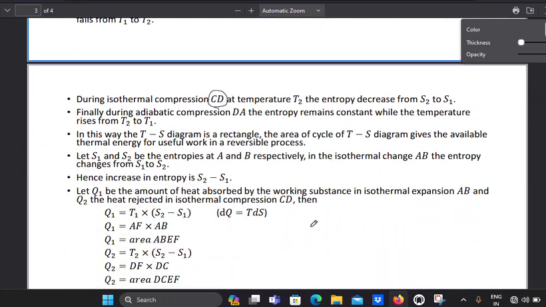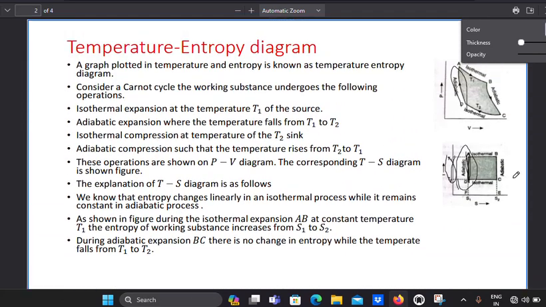And next, we have to calculate how the area depends upon the TS diagram, and how it is converted into work. In this way, the TS diagram is a rectangle. The area of the cycle on the TS diagram gives the available thermal energy for useful work in a reversible process. Just now I told you its area gives us how much available energy there will be. As the area is more, the available energy is also more, and then it is very useful for doing work.